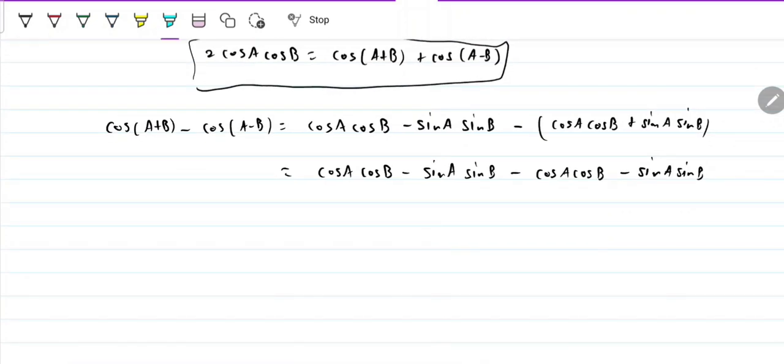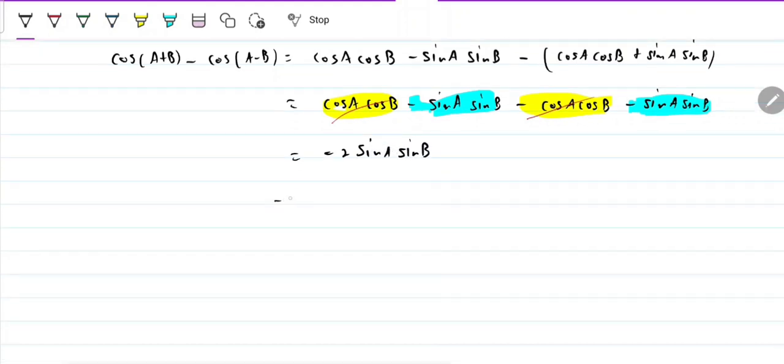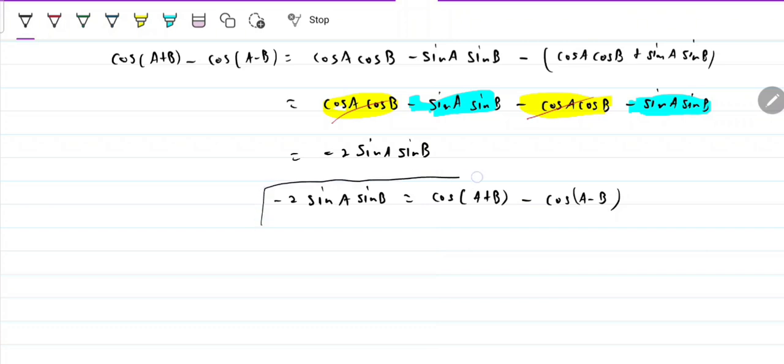Right? So these two terms, they're like terms. Right? Both of them are negative. And these two terms here, they're also like terms, but they're canceling out each other. So I'm actually left with minus 2 sine A sine B. Right? So minus 2 sine A sine B is equal to the cos of A plus B minus the cos of A minus B. That's another one to note.